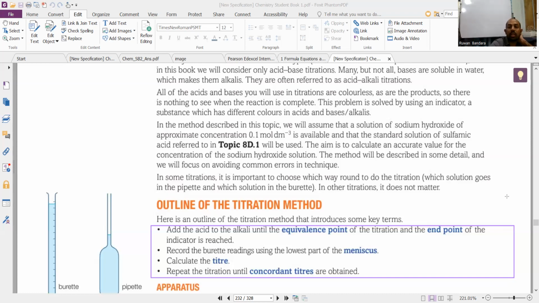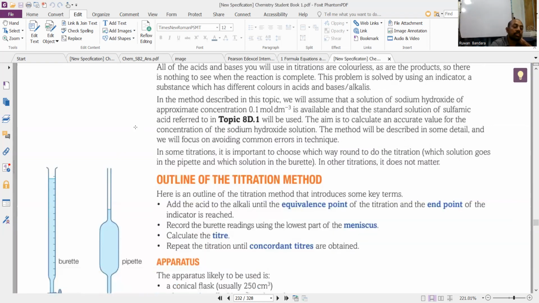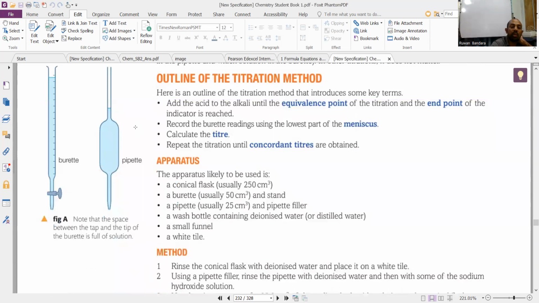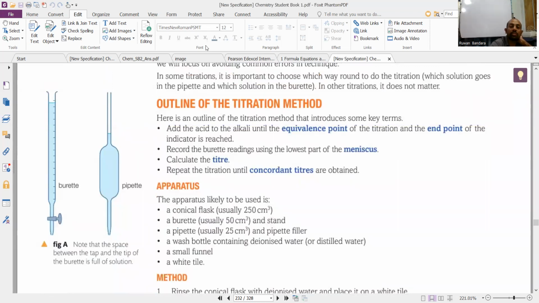These are the apparatus that we are going to use. Next week we will do the titration. Remember what we should bring. Someone bring a biscuit packet. These are the apparatus that we need.